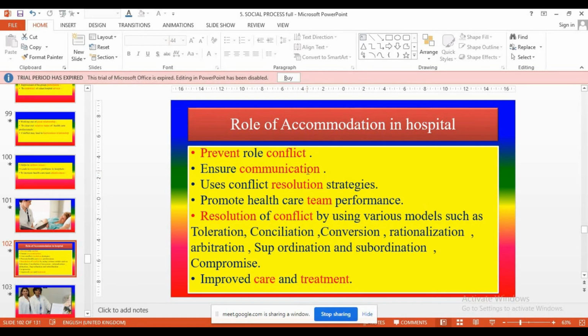Then, use conflict resolution strategies or methods. Promote healthcare team performance.